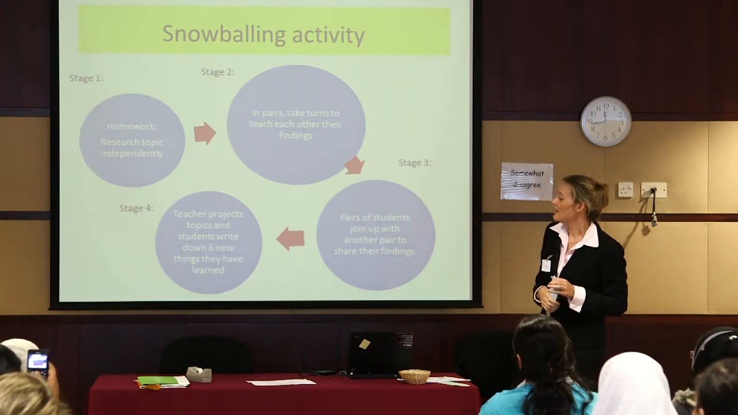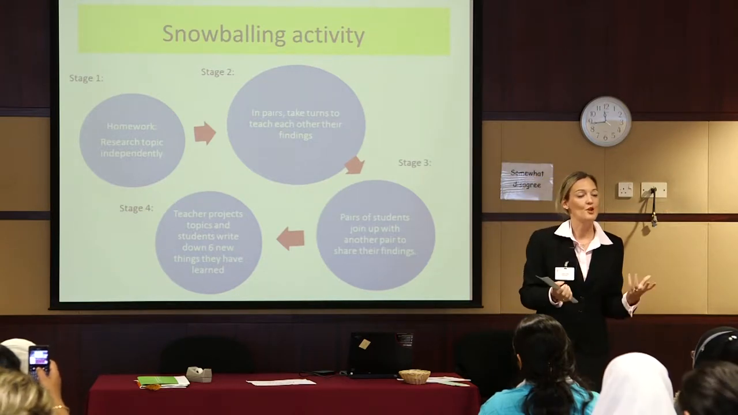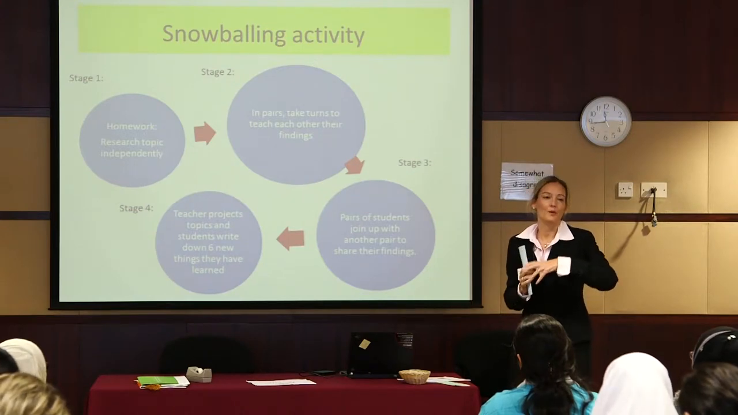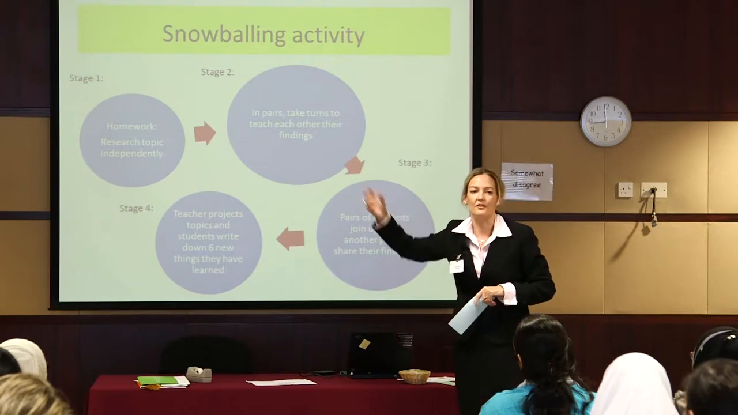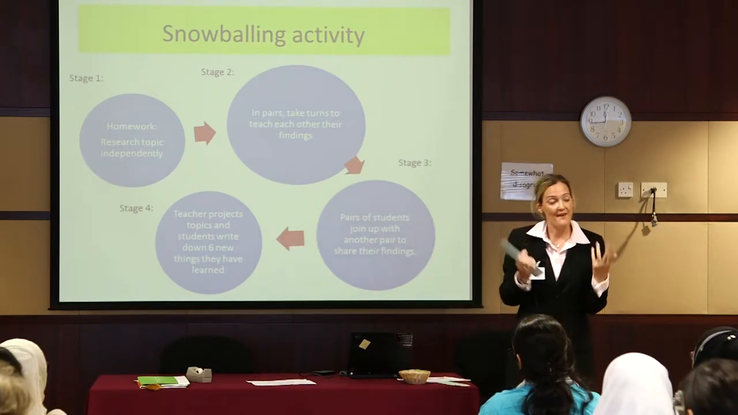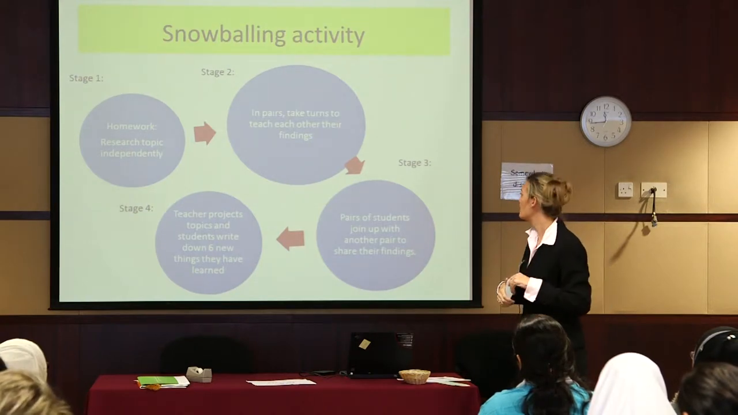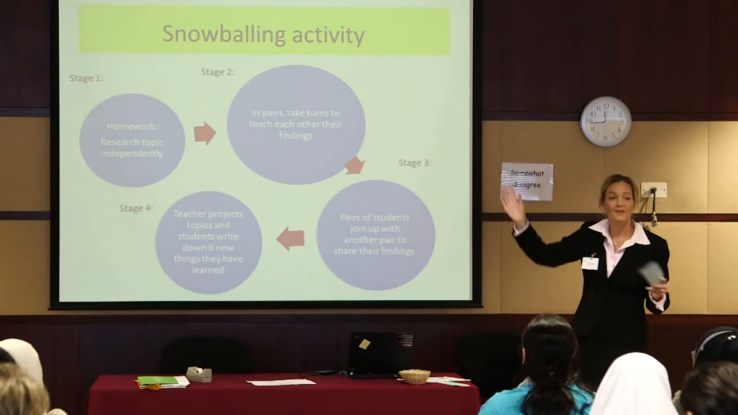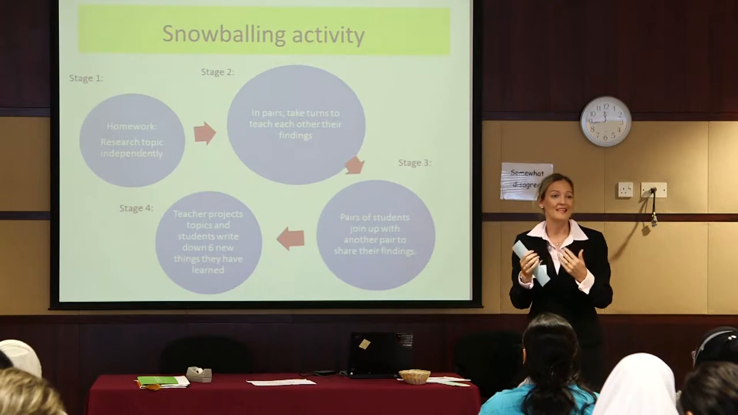The students can, for homework, go home and independently research whatever the topic is. If you're doing the novel Of Mice and Men, for example, it might be that one group goes away and researches the Dust Bowl, another group goes away and researches the Great Depression, whatever it is. They find that information out themselves on one part of a novel. Then when they come back to school with that information, they are paired up and they take it in turns to teach each other.